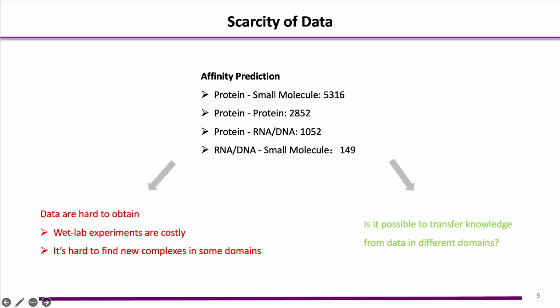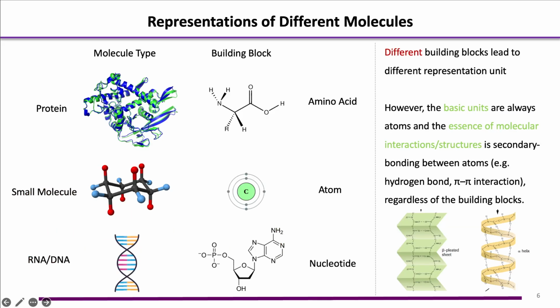Especially when we are talking about predicting the binding affinity of two molecules, the labels are hard to get, not only due to the costly wet lab experiments, but also the difficulties in finding new binding pairs. We can see that if we want to predict the affinity of nucleic acids and small molecules, there's only 149 data publicly available. Instead of waiting for the data to grow, which is actually very slow, we would like to explore whether we can transfer knowledge between different domains to better utilize all data available.